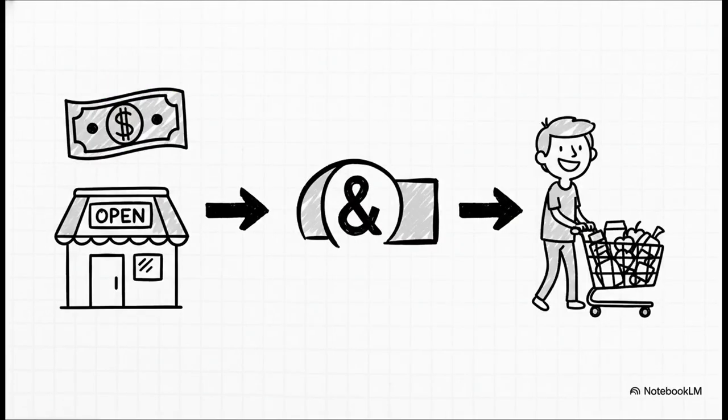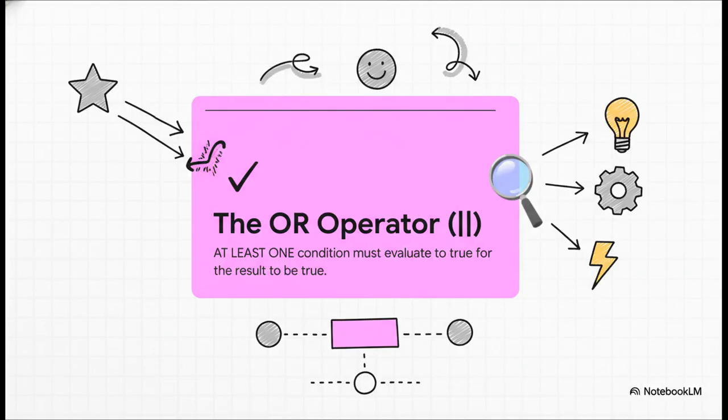I mean, think about going grocery shopping. For you to succeed, 2 things must be true. You need money, and the store has to be open. If you've got a pocket full of cash but the store's closed, no groceries. If the store's open but you've got no money, same problem. The key here is that and is for when every single piece of the puzzle is mandatory. Now let's look at its way more flexible cousin, the or operator. With or, the rule is totally different.